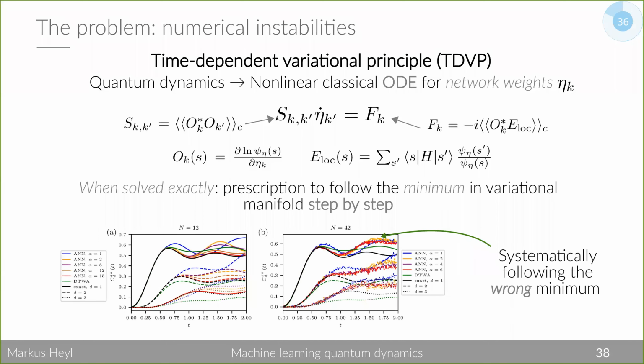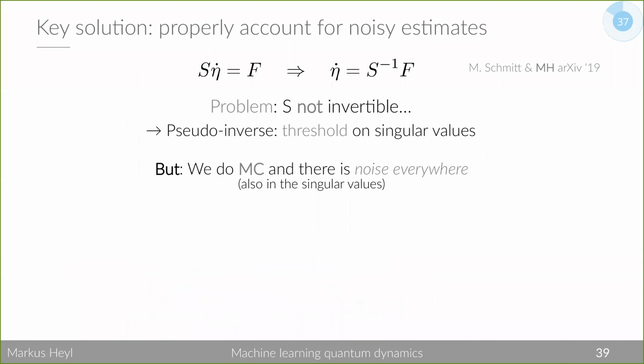Now the problem is, when you don't solve it exactly, what can happen is that for some while you follow the correct minimum, but then there's another local minimum nearby and you then follow a different minimum. And once you follow the wrong minimum, you're lost somewhere in your variational space and you will never come back. And that's what happened here: you were following the correct minimum and then the wrong one, where you systematically are off from the exact solution.